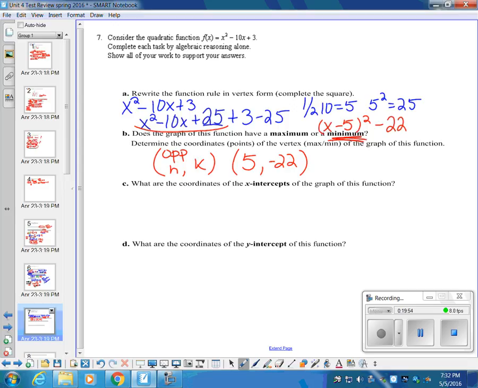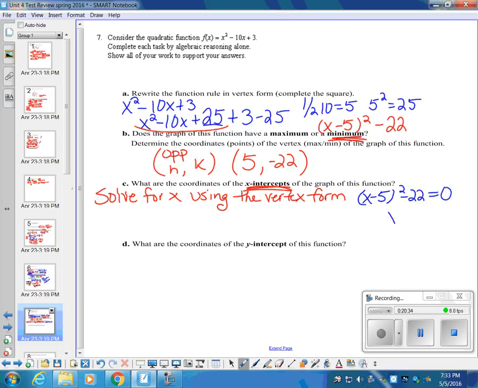Now, for the x-intercepts, I've got to solve my vertex form to get there. So solve for x using the vertex form. So we've got x minus 5 squared minus 22 equals 0. So add 22 to both sides.